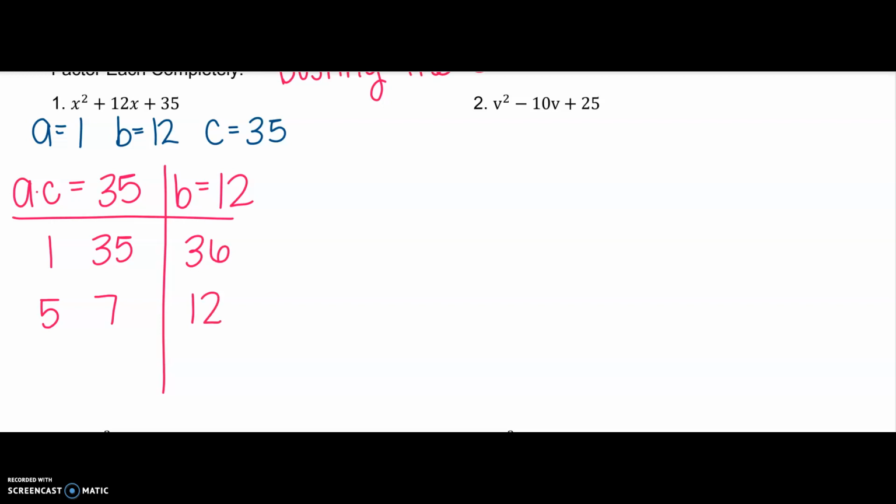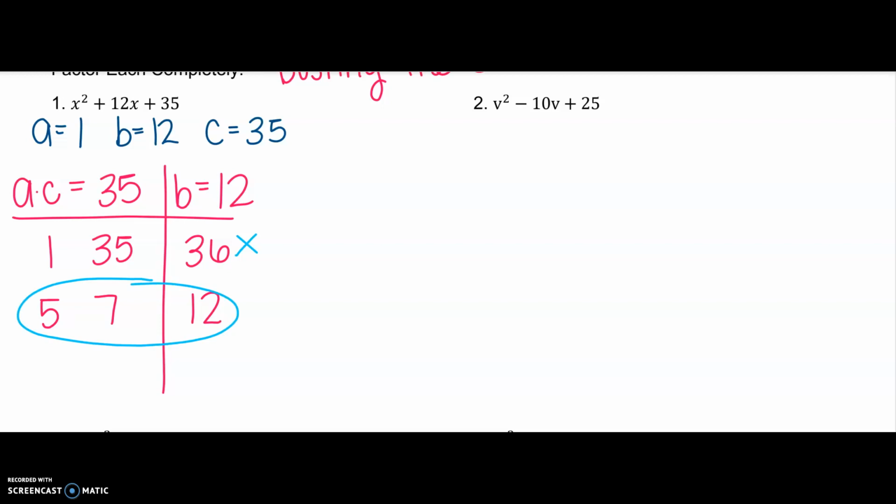So the sum of 1 and 35 is 36, and the sum of 5 and 7 is 12. In order to choose the correct line from the table to be able to bust up our b, the entire line has to make the table true. So I need to find something that multiplies to be 35 and adds to be 12. You can see that 1 and 35 multiply to be 35, but they add to be 36. So this cannot be what we use. But 5 and 7 multiply to be 35 and add to be 12. This is exactly what we need.